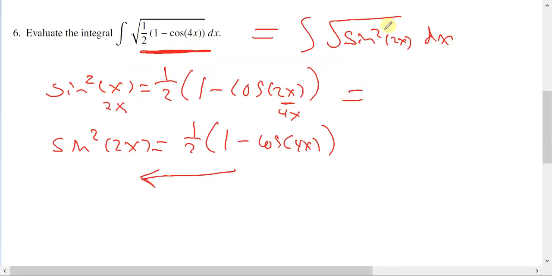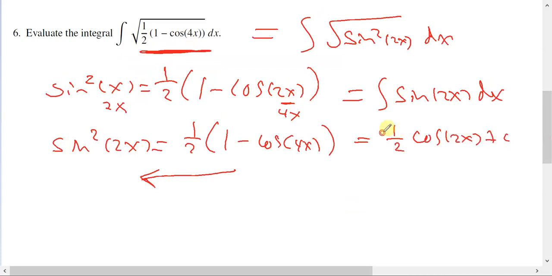And we'll just drop the square root and the squared, so this is really just the integral of sine 2x, which is 1/2 cosine 2x plus a constant, and that should be negative.